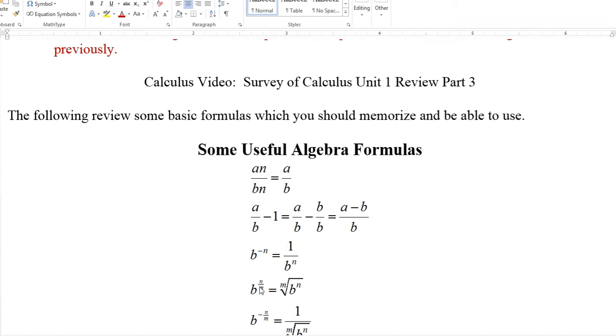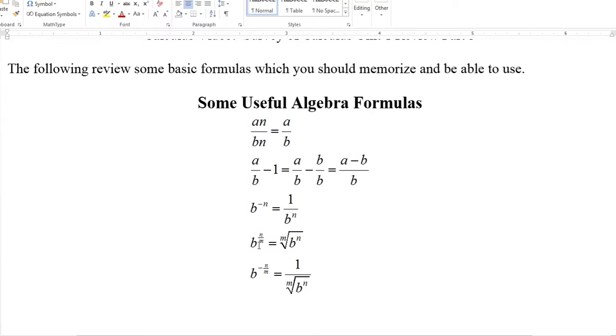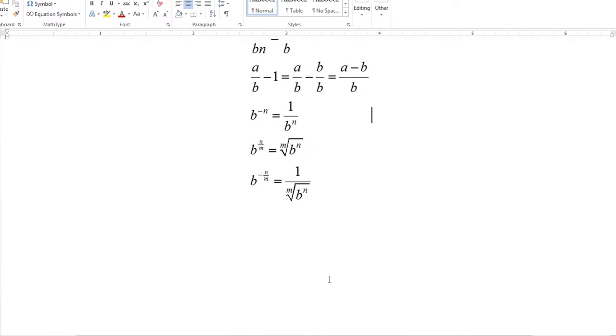And of course, if we put these two properties together, if we have b to the minus n over m, then that would be 1 over b to the n over m, so that would be 1 over the mth root of b to the n. So those are some useful algebra formulas from basic algebra and arithmetic that we might want to use.